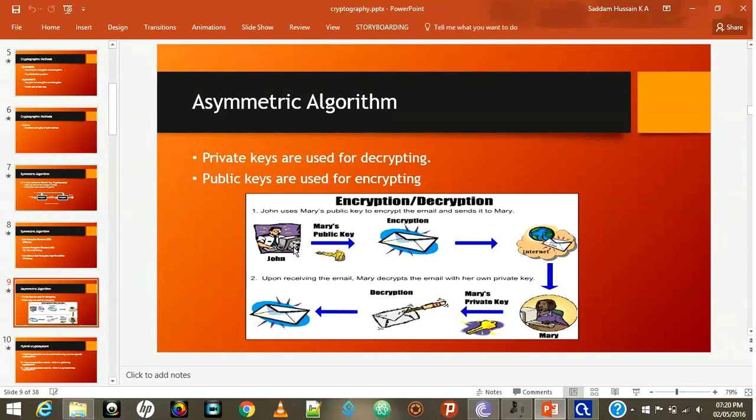John encrypts the message using Mary's public key and sends the mail over the internet. After receiving the message, Mary first decrypts it using her private key. Then she will get the original text message sent by John. This is the asymmetric algorithm.